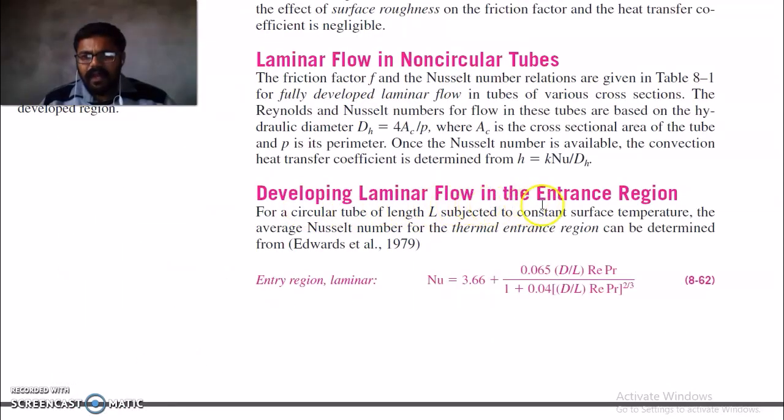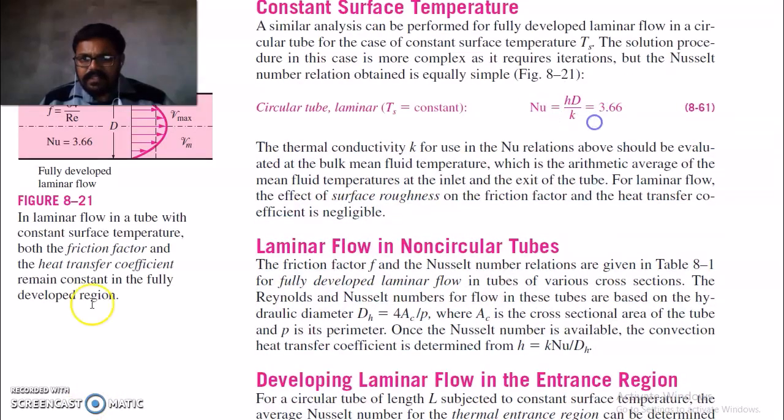Developing laminar flow in the entrance region. For a circular tube of length L subjected to constant surface temperature, the average Nusselt number for the thermal entrance region can be determined from this entry region laminar relation, Nusselt is equal to 3.66 plus this. Now when your length tends to infinity, this Nusselt number becomes equal to 3.66. If you put infinity here, this will be the same as in this case.